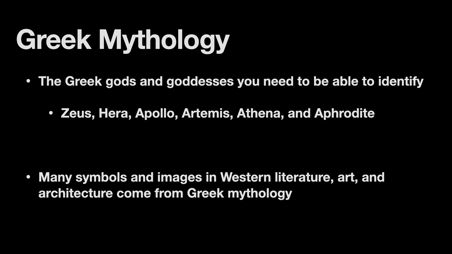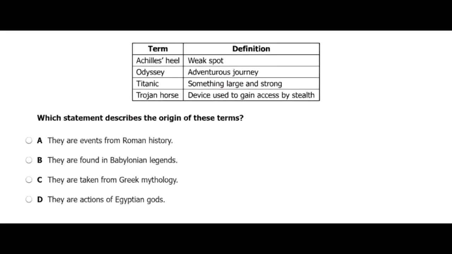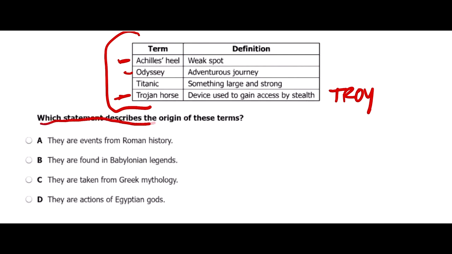Okay, here's a sample SOL released question, and this gets into what I was talking about. Achilles' heel, Odyssey, Titanic, Trojan horse. So Achilles, again, as I mentioned, he's one of the main characters of Homer's Iliad. And we have an Achilles heel, that's a weakness. And the Trojan horse is associated with Troy. So which statement describes the origin of these terms?